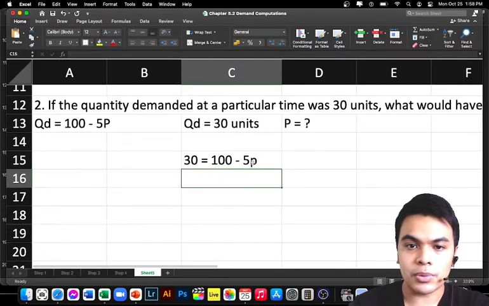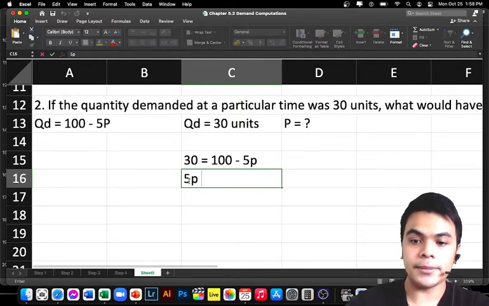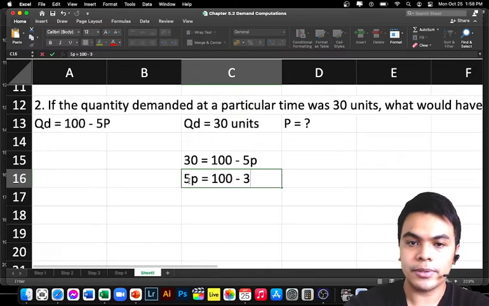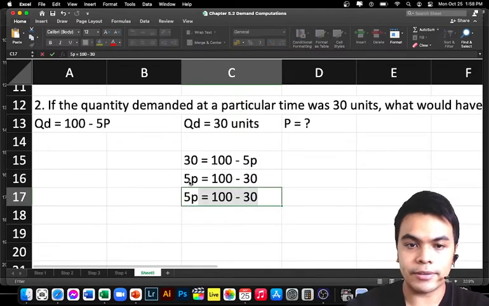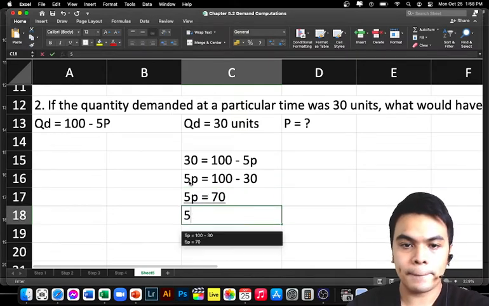So let us transpose 5p to the other side. Si quantity naman, si 30 on the other side. So we have 5p is equal to 100 minus 30. So that is 5p is equal to 70. Let's divide the whole equation by 5.